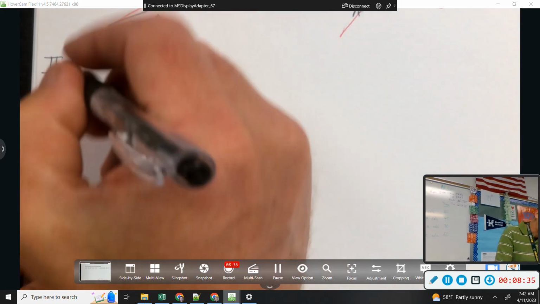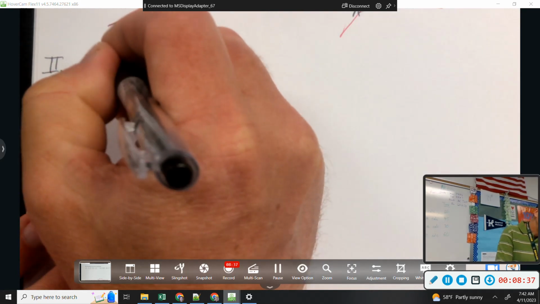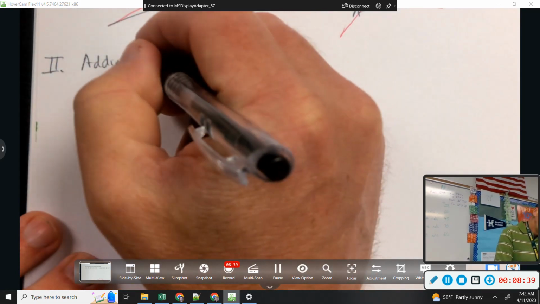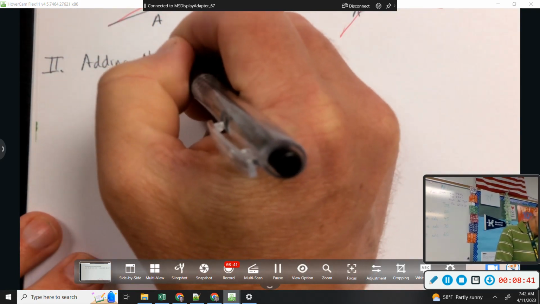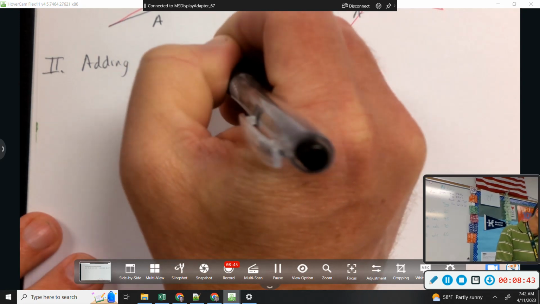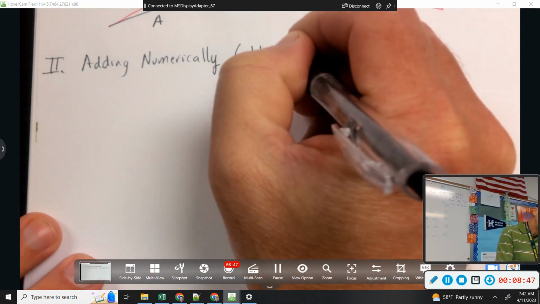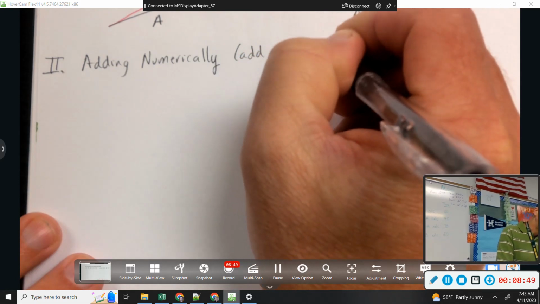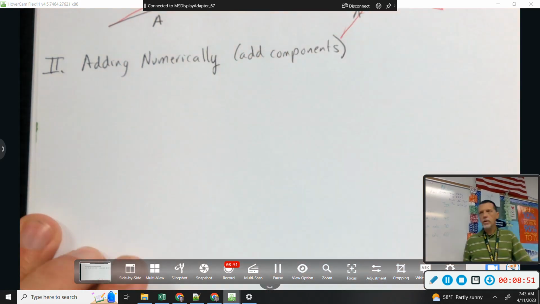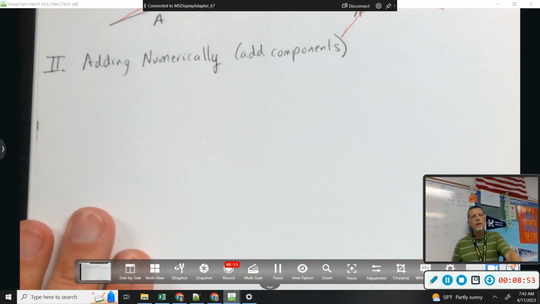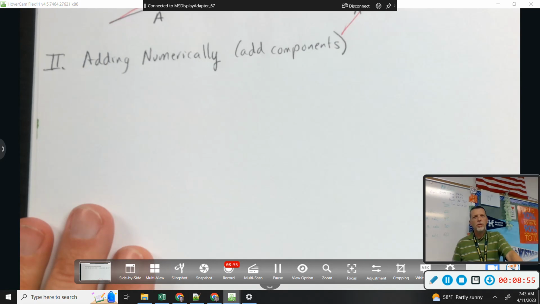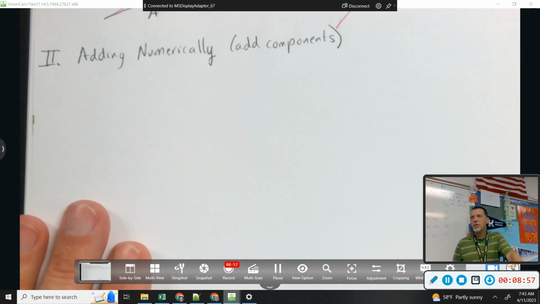That's adding graphically. Next, let's add numerically, meaning adding components. This is sort of what you do in physics. You break it down into the x pieces and y pieces and add up the x's and add up the y's. Assemble them back together.